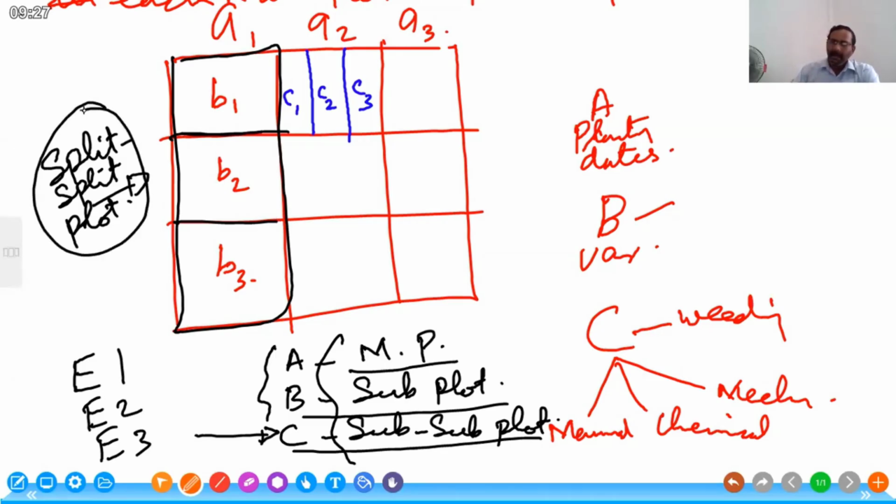So this is a bit complicated. The third level is more complicated, but still people are doing it. The more convenient one is 2 levels of dividing, which is called split plot design.